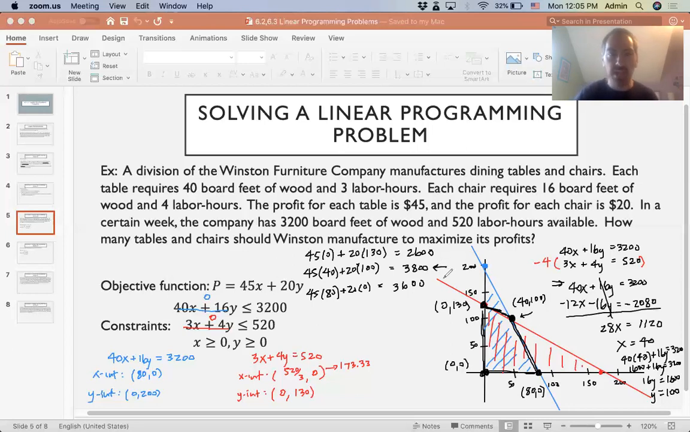Okay, so how many tables and chairs should Winston manufacture to maximize its profit? Well, it should make 40 tables, and it should make 100 chairs. And that will result in the maximum profit of $3,800.